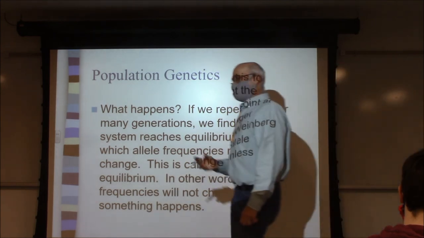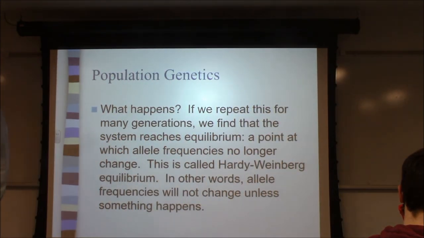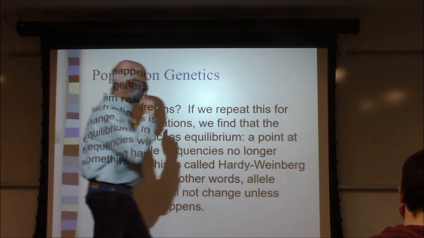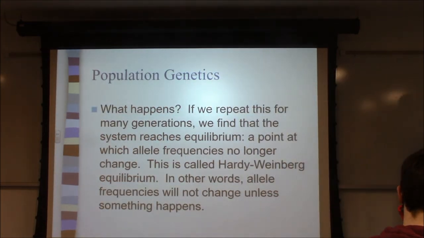In other words, if I start off with a certain set of allele frequencies, forget about the genotype frequencies. If I start off with certain allele frequencies, as long as I have panmictic breeding and no selection, those are the allele frequencies that are going to be there forever. Okay? In order for those allele frequencies to change, something has to be operating on the system. Don't be confused by genotype frequencies.